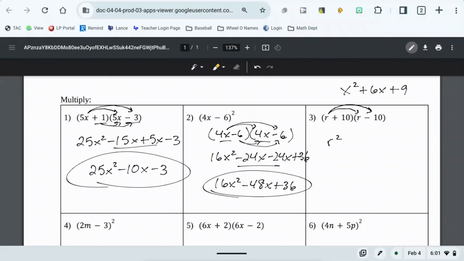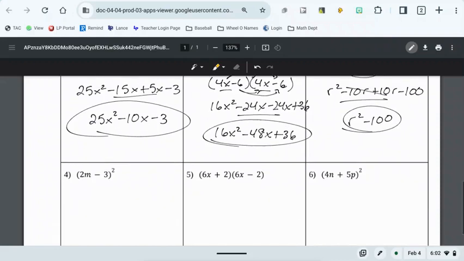So r times r is r squared, negative 10r, 10 times r, 10r, 10 times negative 10 is negative 100. Middle terms are opposite. We have negative 10r, and then we have a plus 10r. Those cancel. R squared minus 100.